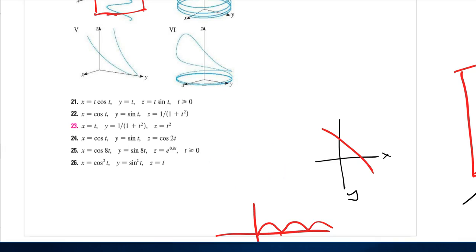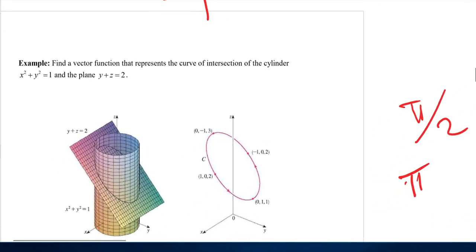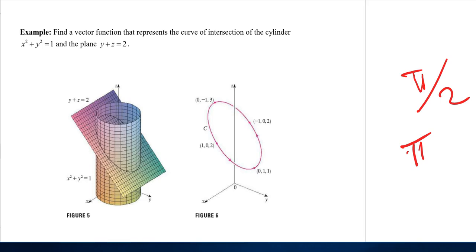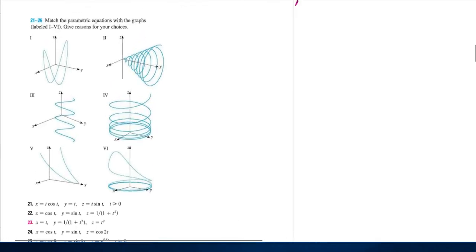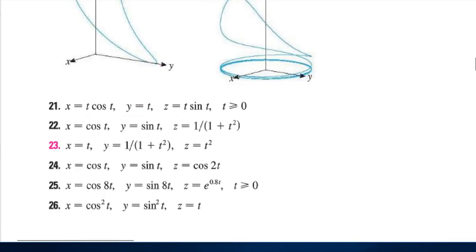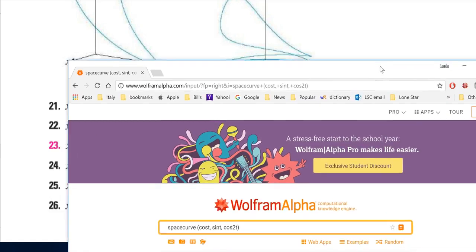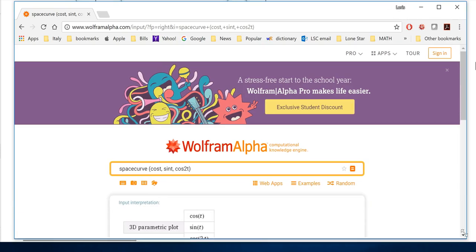Okay, so let's move on. Oh wait, before I get to that, I want to show you a little bit about how Wolfram Alpha can help you out with this. In the homework, it's going to ask you to graph some of these. Do your best to graph them, but really, it's pretty darn hard to graph this stuff. You kind of almost have to be led to it.